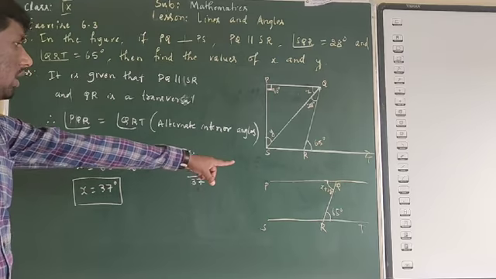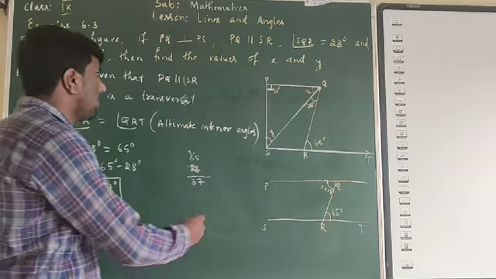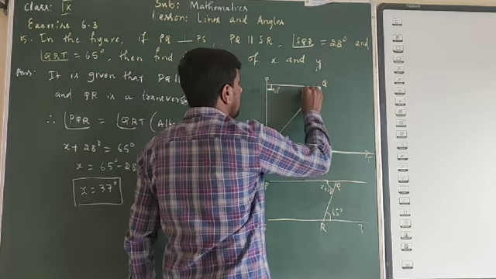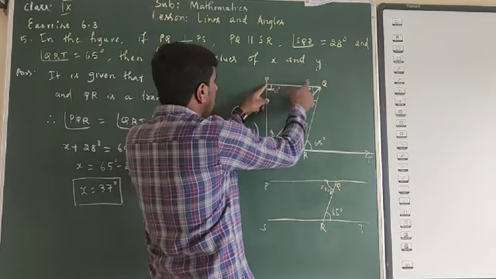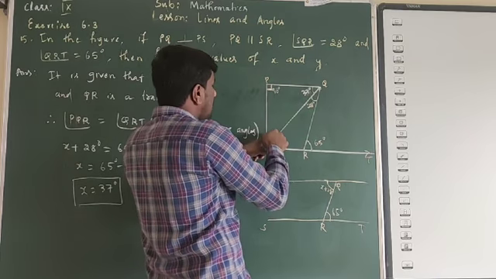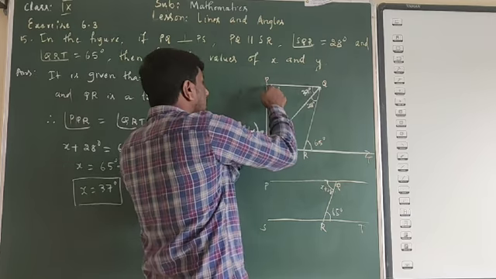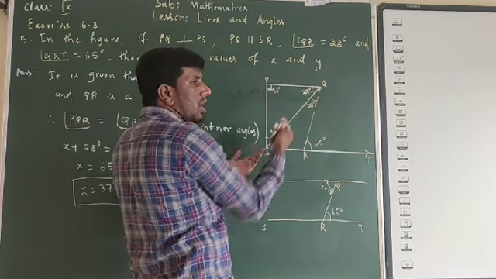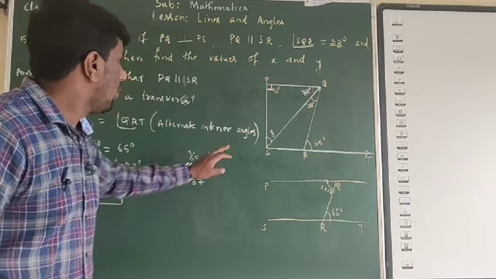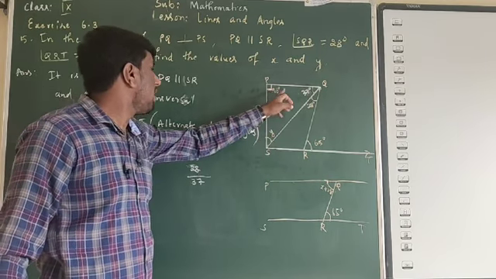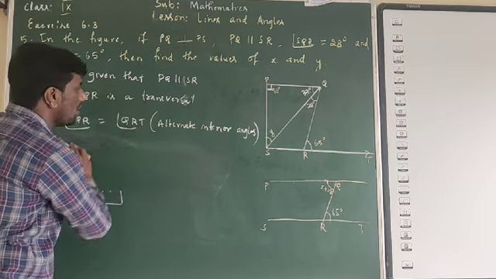So by using the alternate interior angles property, we have found out x. X is how much now? 37 degrees. Okay. So look at triangle PQS. I need to find out y. The remaining two angles are known, so I can easily find out y by using the angle sum property of triangle PQS. Right? So it's very easy. Only one angle is unknown. So let me do that now.